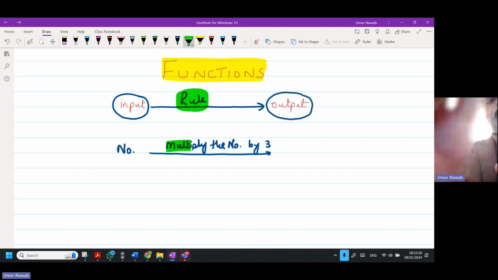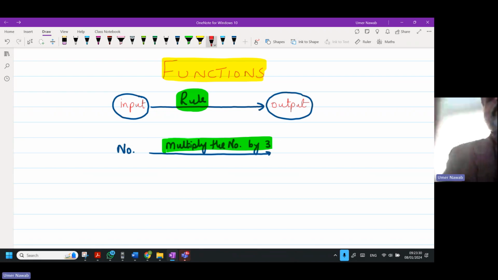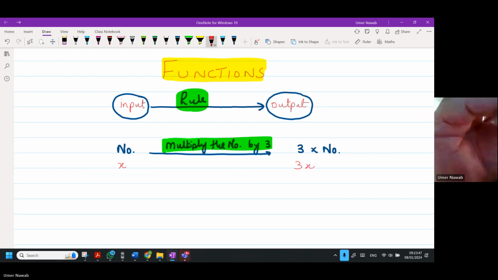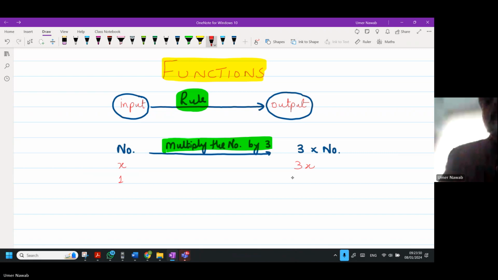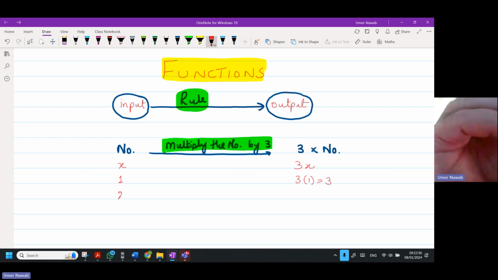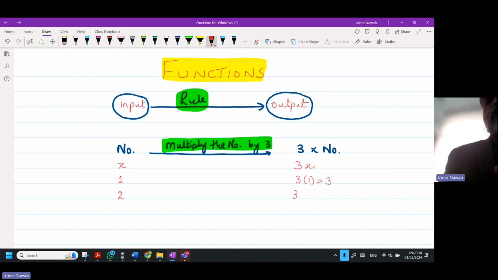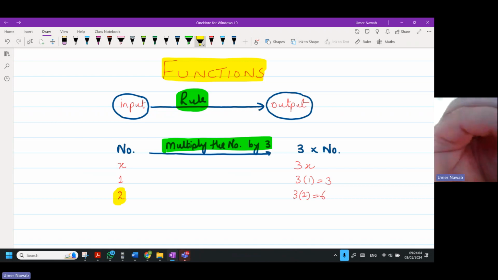So this is my rule. And then my output will be 3 times the number. If your number is x, your rule will be 3x. If your number is 1, your output will be 3. If your input is 2, your output will be 6. Did you see that I am connecting input with the output?